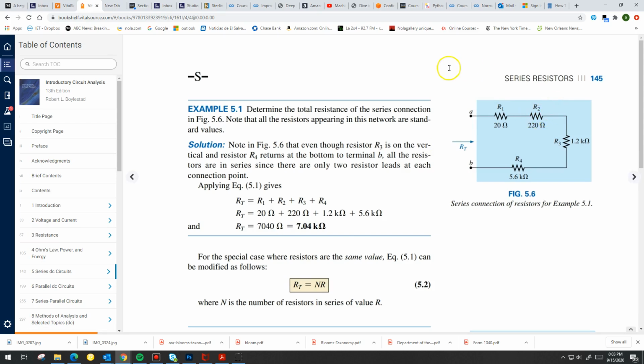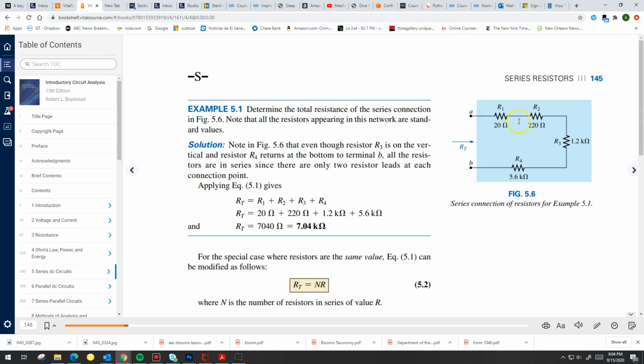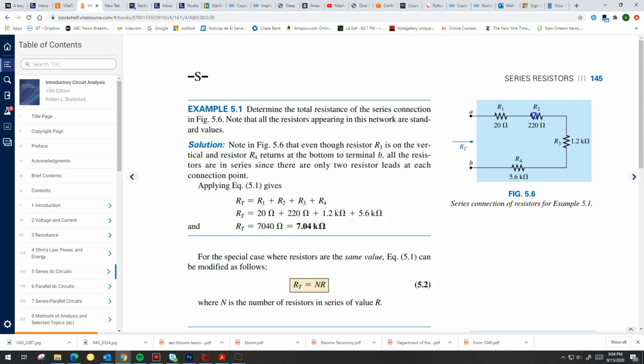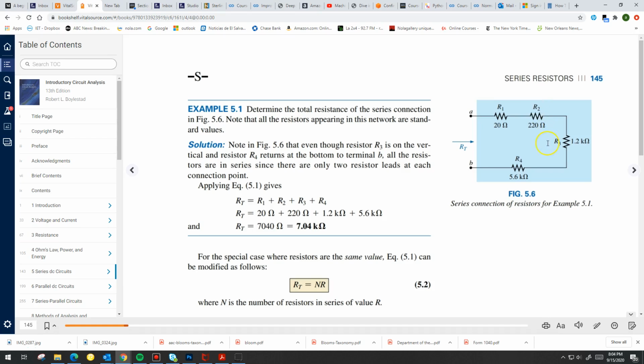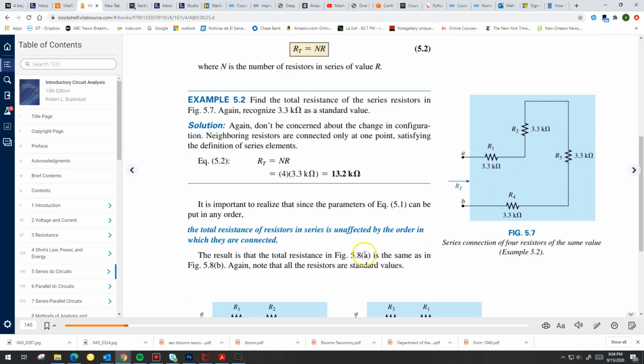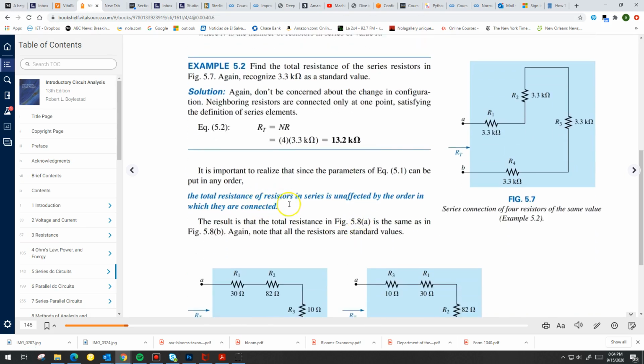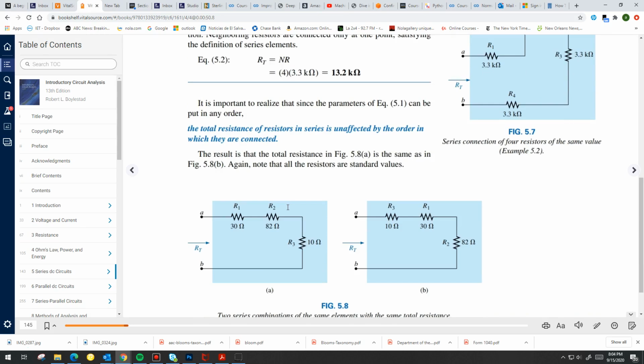It's going to matter because, think of, for example, if you have lights in a house, this R1 may represent some light in the living room. This R2 may represent some light in the kitchen, and so forth, right? So physically, it's going to matter, obviously, where you put them. But electrically, looking at the connecting points from A to B, the total resistance is not going to change, okay, if you swap them. So again, the total resistance of resistors in a series connected circuit is unaffected by the order in which they are connected.